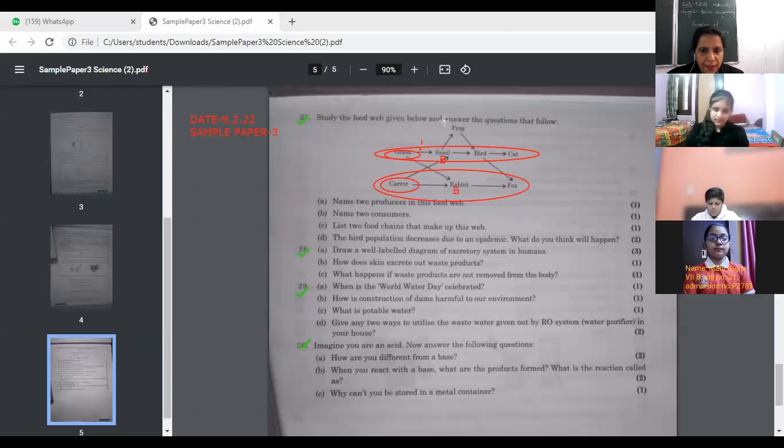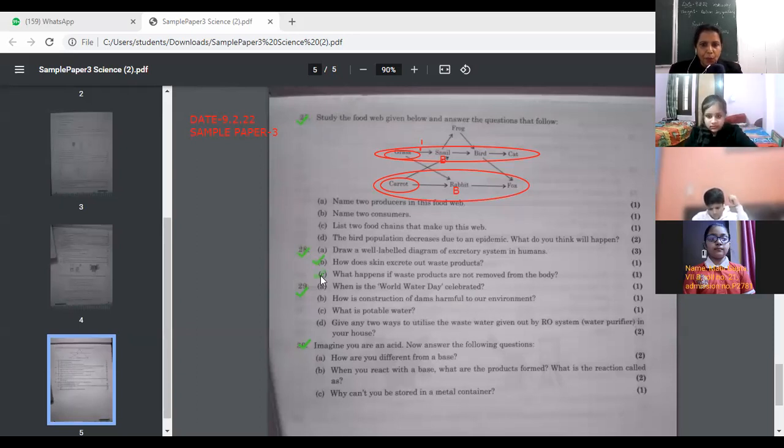How does skin excrete out waste products? Skin also excretes waste products. Do you agree? Yes, ma'am. How? Ma'am, in the form of sweat. Okay, very good. In the form of sweat, the skin excretes out waste products.